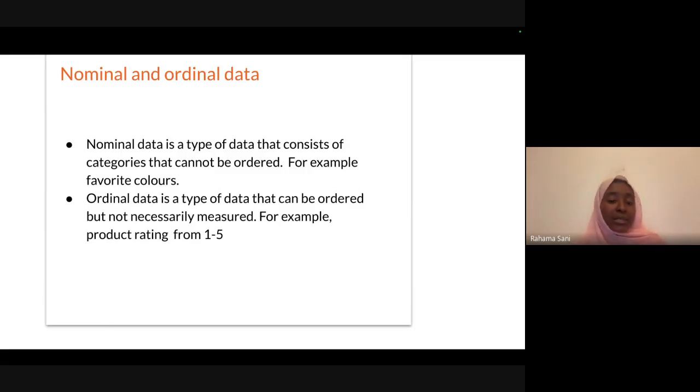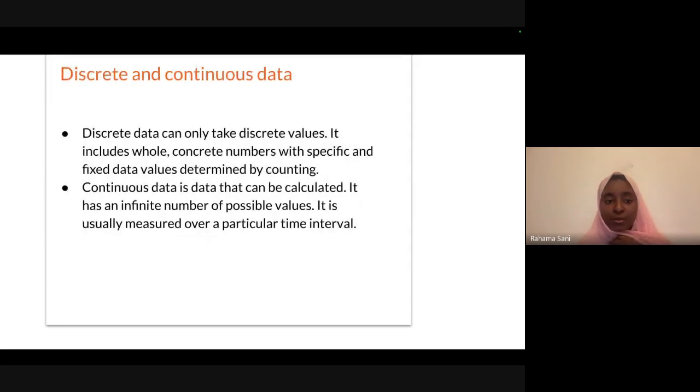While ordinal data can be ordered, although it cannot necessarily be measured. For instance, when you rate a product from 1 to 5. There was a poll today, I think, about how you liked yesterday's class. So it's an example of ordinal data, because it's either: it was really bad, not really bad, satisfactory, good, excellent. It can be ordered from bad to excellent, but it's not necessarily something that is measurable.